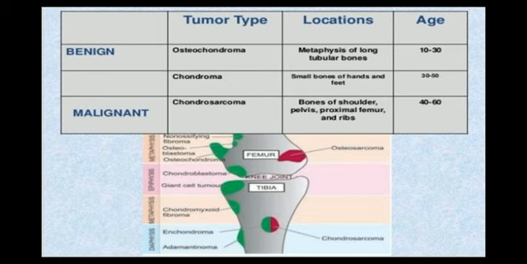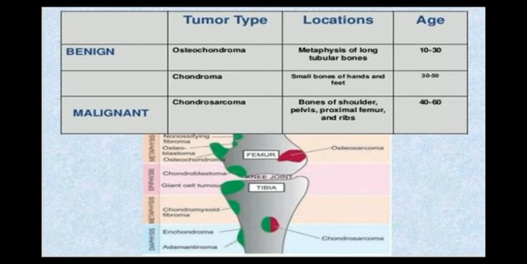Next one is chondroma. These are benign tumor composed of mature hyaline cartilage. It is a benign cartilaginous tumor. That means it occurs in cartilage of the bone, and it is a benign cartilaginous tumor and a very rare type. It is a very rare type of tumor, usually grows slowly and develops in sinuses and the bone of the skull.